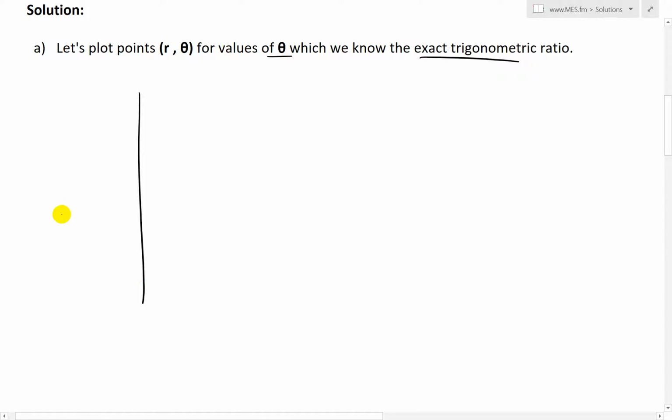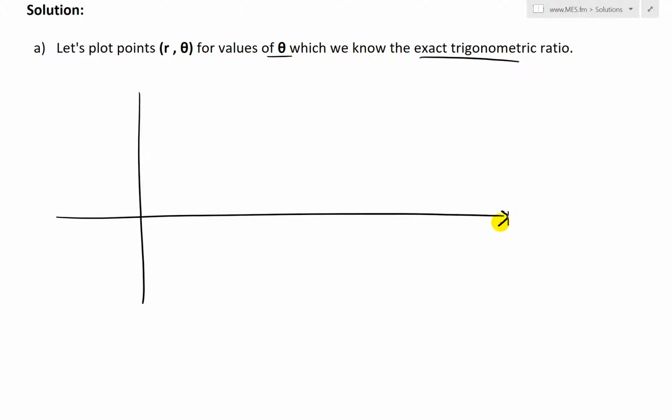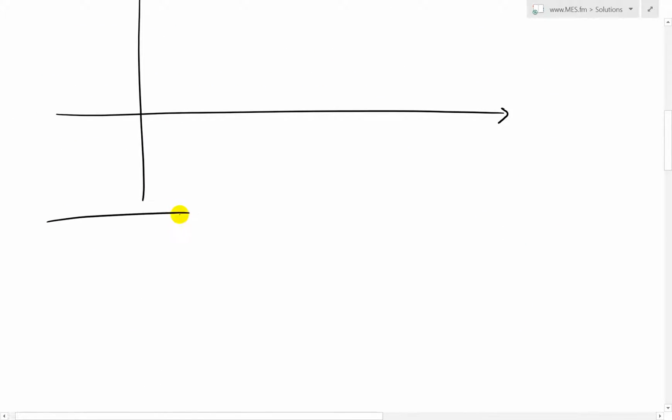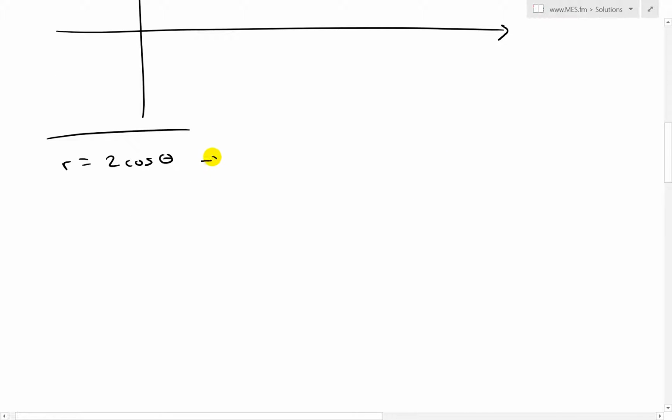I'm going to draw something that looks like this. Now the first point I want to find for this equation, r equals 2 cosine theta, so let's pick one where we know the exact value. That's at theta equal to 0. Recall that cosine 0 is equal to 1. So r is equal to 2 times 1, which equals 2. So we have the point r is 2, theta is 0.